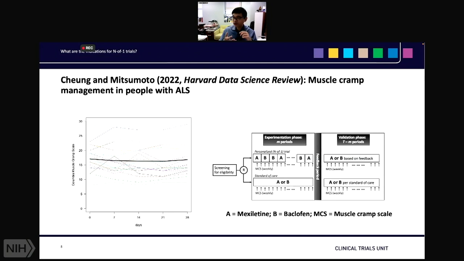So these are the 4 examples: 2 in treating hypertension, 1 in treating chronic pain, 1 in treating symptoms in ALS people.